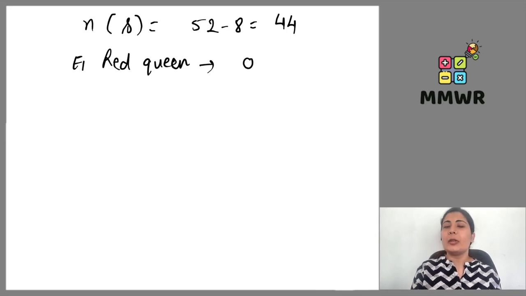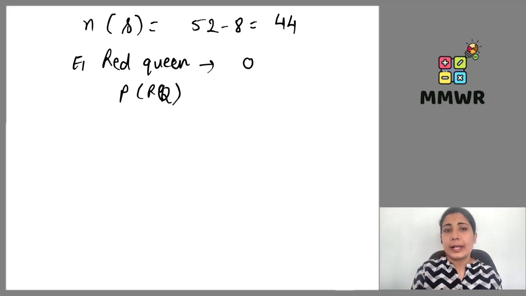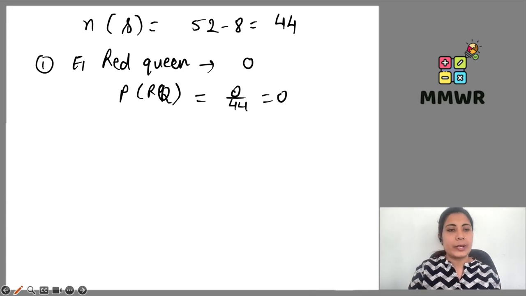Red queens are there because we removed the 2 red queens out of 4 which we have removed. So the probability for the red queen, I am writing it this way, probability for the red queen is 0 upon 44, will be 0, right? This is the first event we have discussed now.